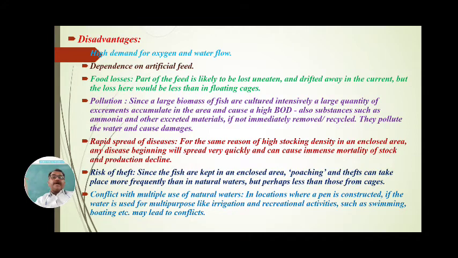Due to the high stocking of species, oxygen has to be provided in minimum quantity in a minimum area, with a minimum water level. That's why there is high demand for oxygen, because the stocking density is maximum, and continuous water flow is essential. This is the first disadvantage of pen culture.